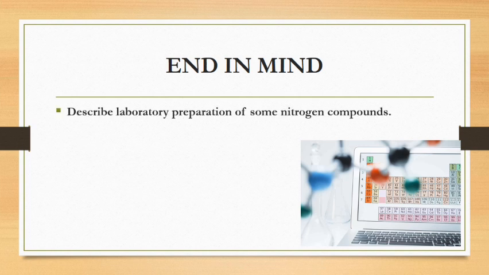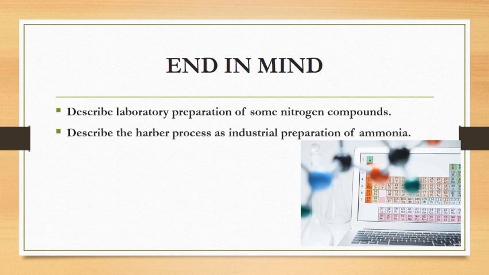So by the end of this lesson, we should be able to describe the laboratory preparation of some nitrogen compounds, and describe the Haber process as the industrial preparation of ammonia. So we are going to now dive into the basic concepts of compounds of nitrogen.